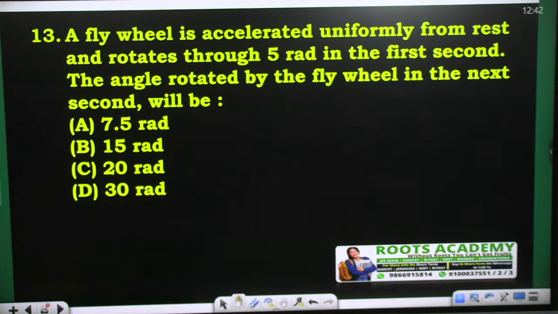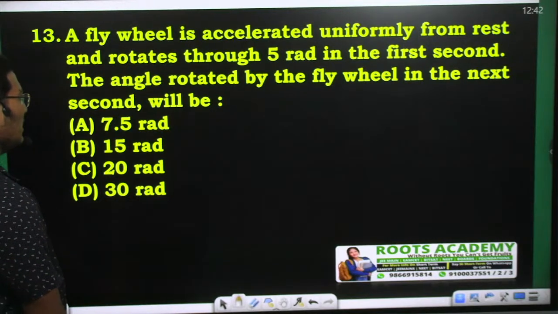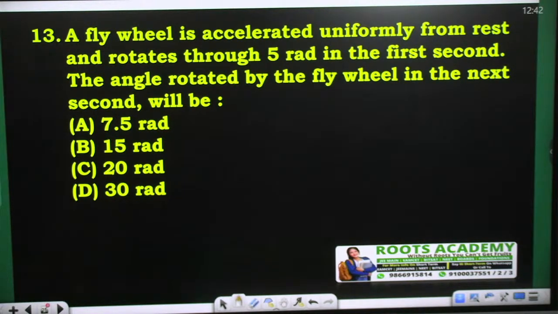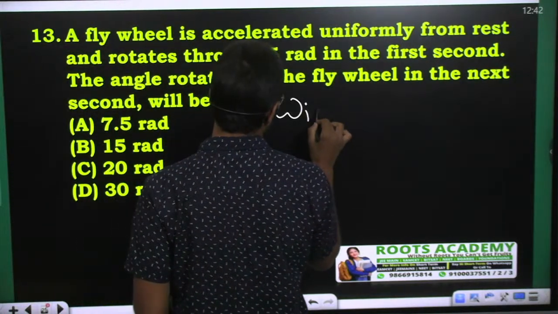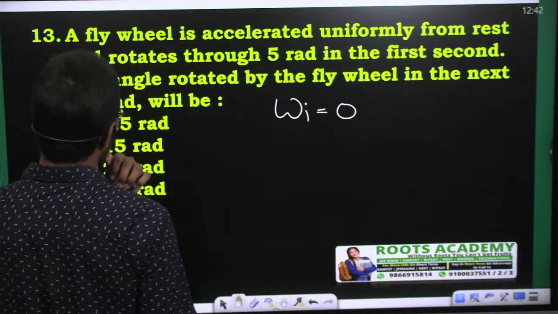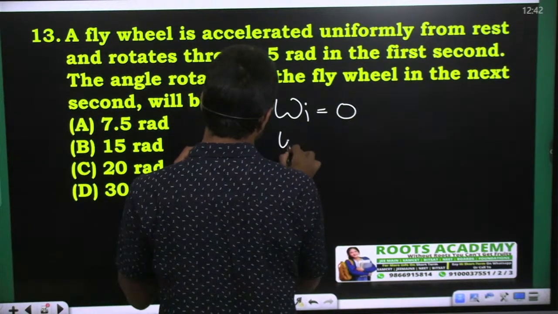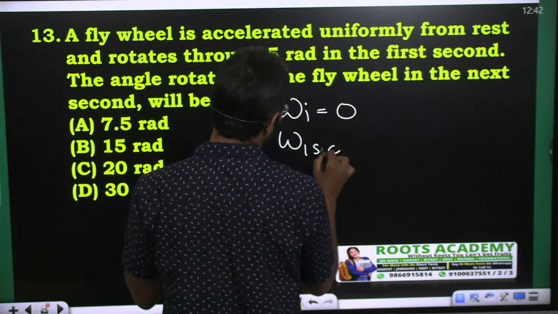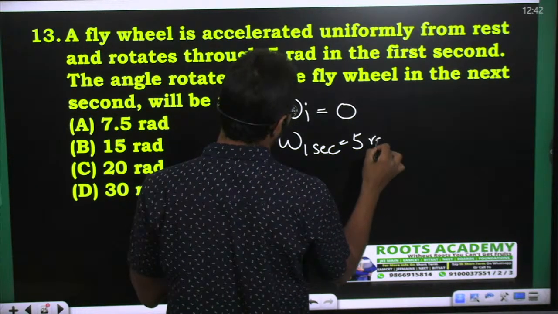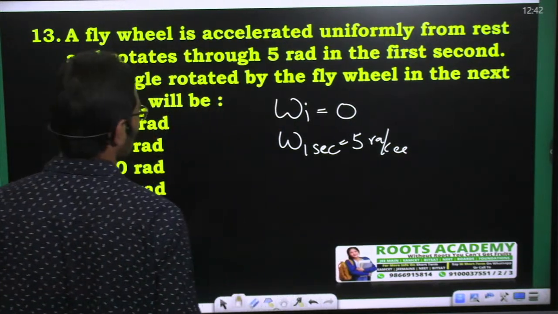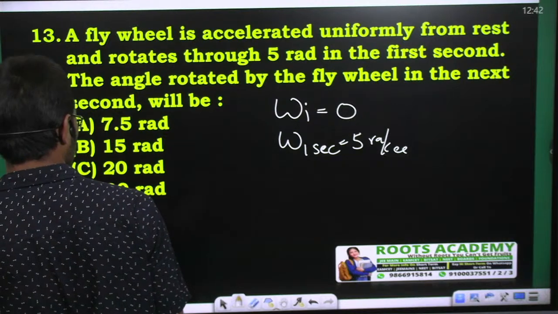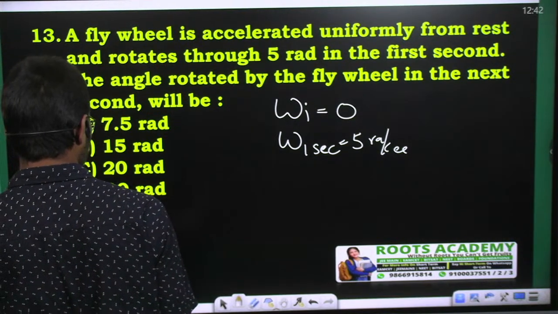A flywheel is accelerated uniformly from rest and rotates through 5 radians in the first second, and the angle rotated by the flywheel in the next second will be dash. So a basic question on kinematics once again. Omega initial is 0 from rest, and it rotates through 5 radians in the first second. What is being asked? The angle rotated by the flywheel in the next second.